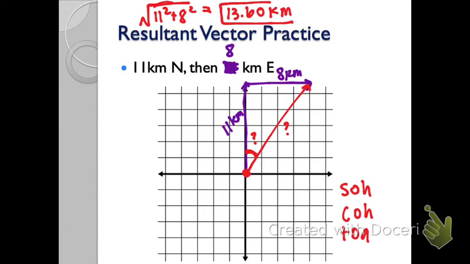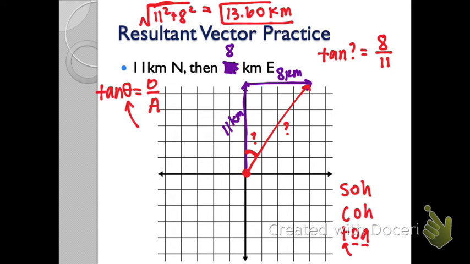Now my angle's wrong too, right? So I like to just use what I'm given. If I have the opposite and the adjacent side, that means I'm going to use tangent. The way I would set up this equation, I would say tangent of my unknown angle is equal to my opposite side over my adjacent side. So it looks like this when it's regular: tangent of theta equals opposite over adjacent, right?